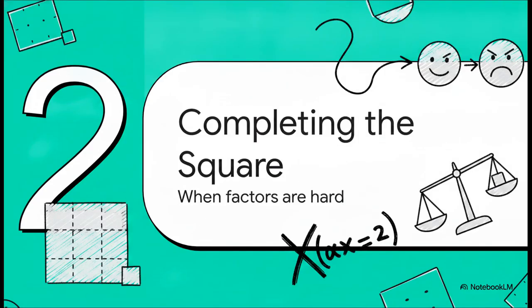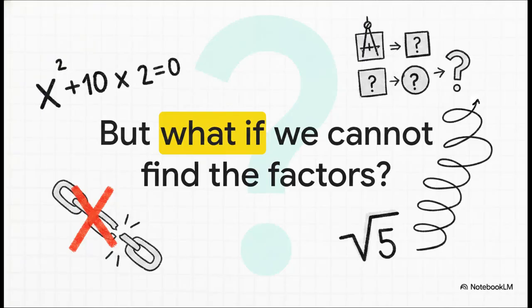Moving on to Section 2, completing the square. But here is a very practical problem we often face. What if we simply cannot find the factors easily? Take this equation, for example: x squared plus 10x plus 2 equals 0. It is impossible to find integer factors of 2 that add up to 10. Simple factorization completely fails us here. So what is our path forward?